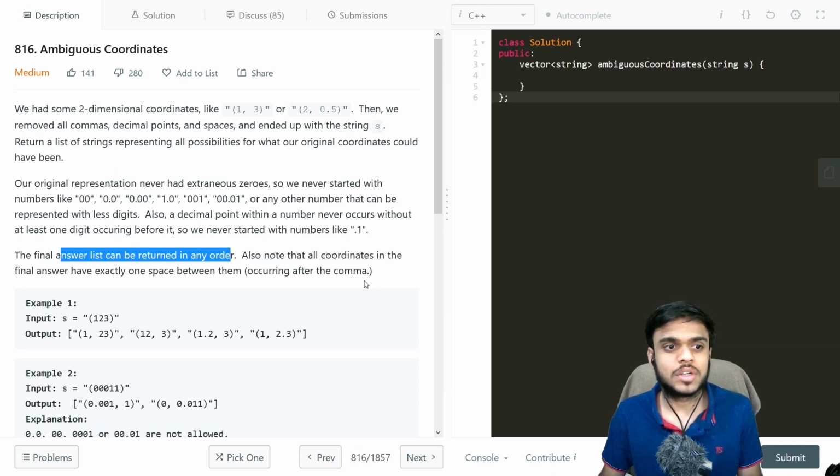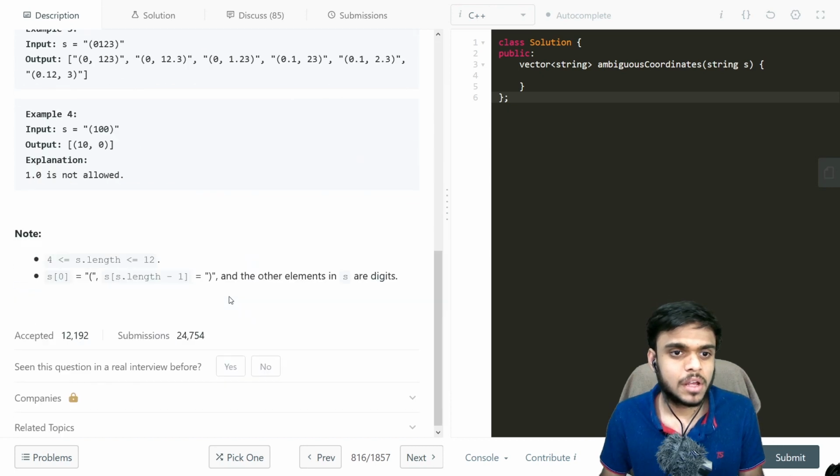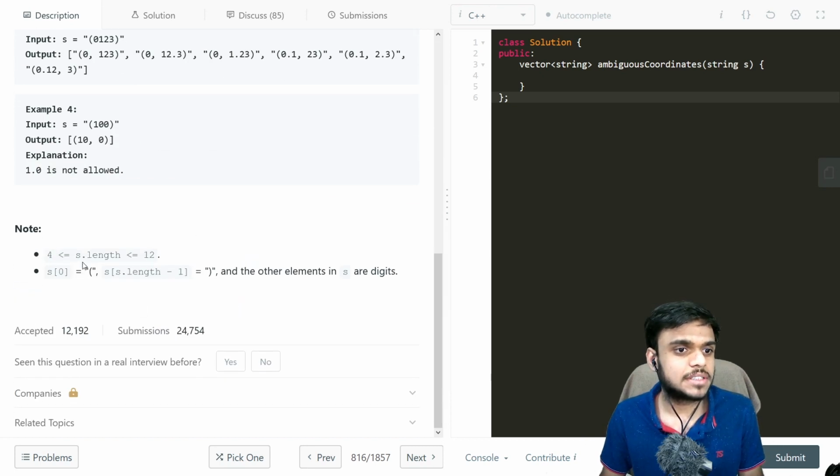Also note that all coordinates in the final answer have exactly one space between them. The constraint we are given is s.length is from 4 to 12, and this also includes the parentheses. So exactly, the string length is from 2 to 10. Now let us look at a few examples to understand the problem statement better.